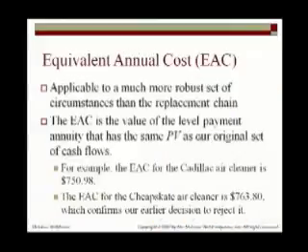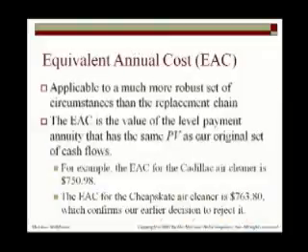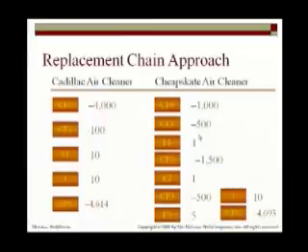Now, for equivalent annual costs, what we do is we first convert all of the costs into a present value, and then we turn that present value into an annual cost that matches up with the original life of the equipment. So the equivalent annual cost for the Cadillac air cleaner is $750.98. We would do that by, let me just remind you, for the Cadillac, taking the $4,614 of net present value here and turning that into a 10-year annuity.